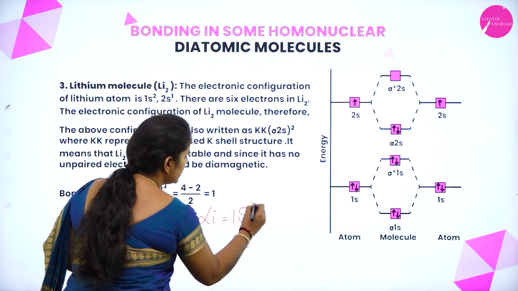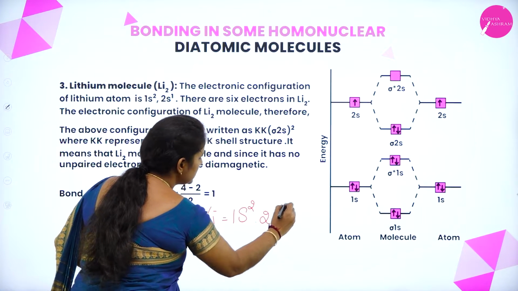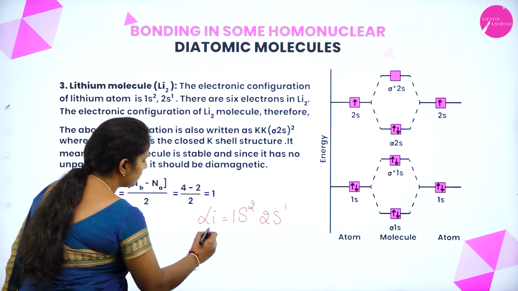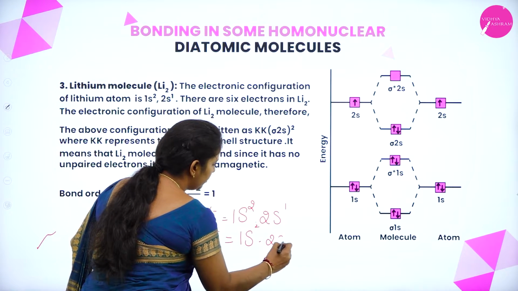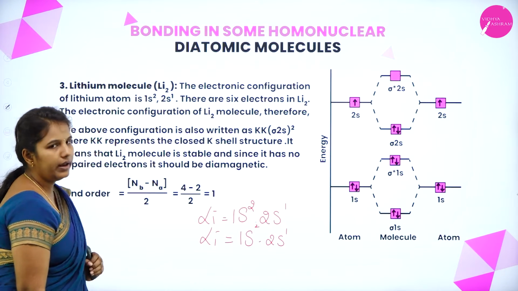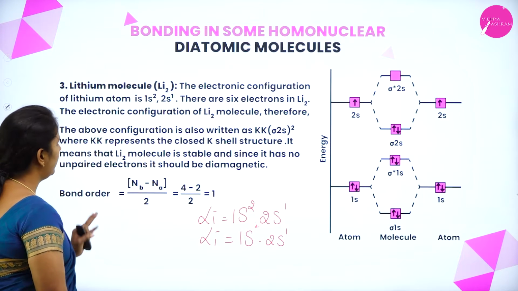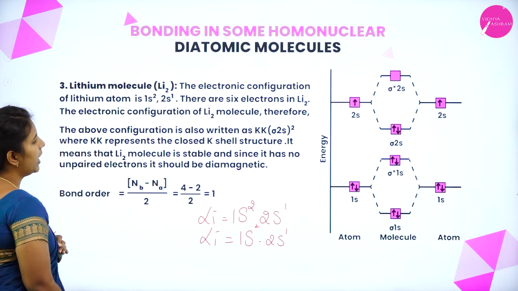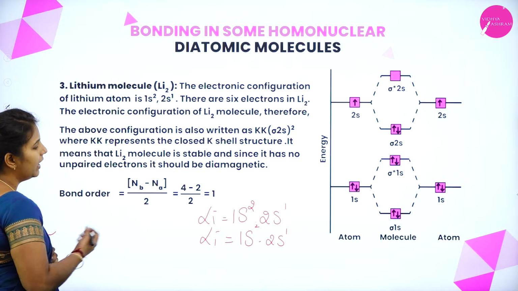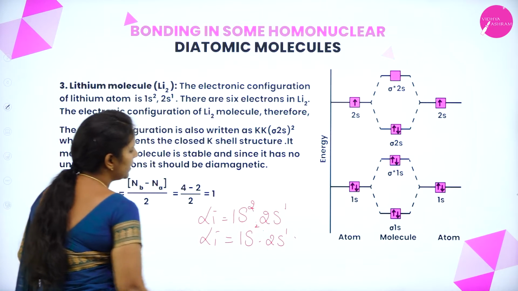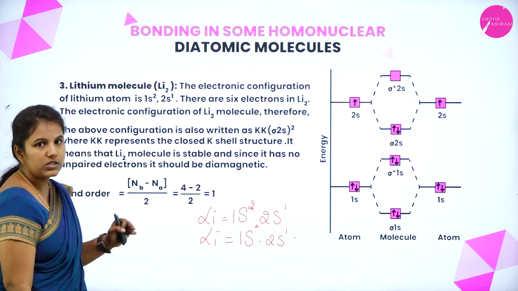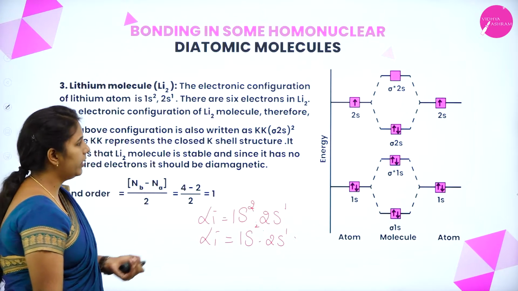It is 1s square, 2s1. So totally how many electrons will be there here? You can see that 1s square and 2s1. Totally, there will be 6 electrons. Is it right? Yes. So there are 6 electrons in the lithium molecule. You can count here 2 plus 1 and 2 plus 1. Totally 6 electrons are involved in the bonding.